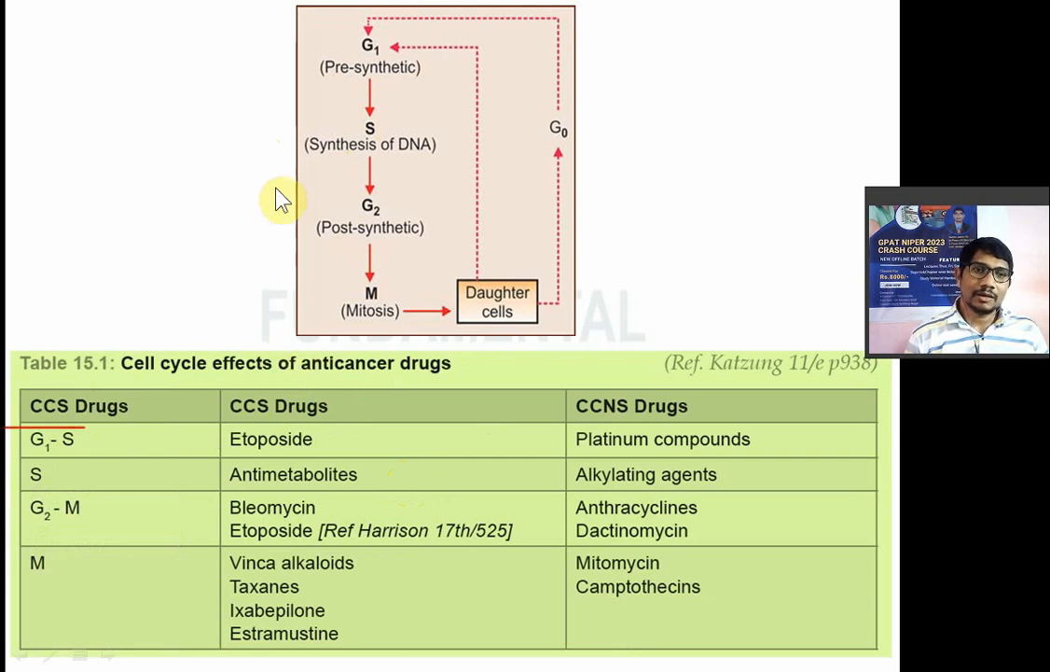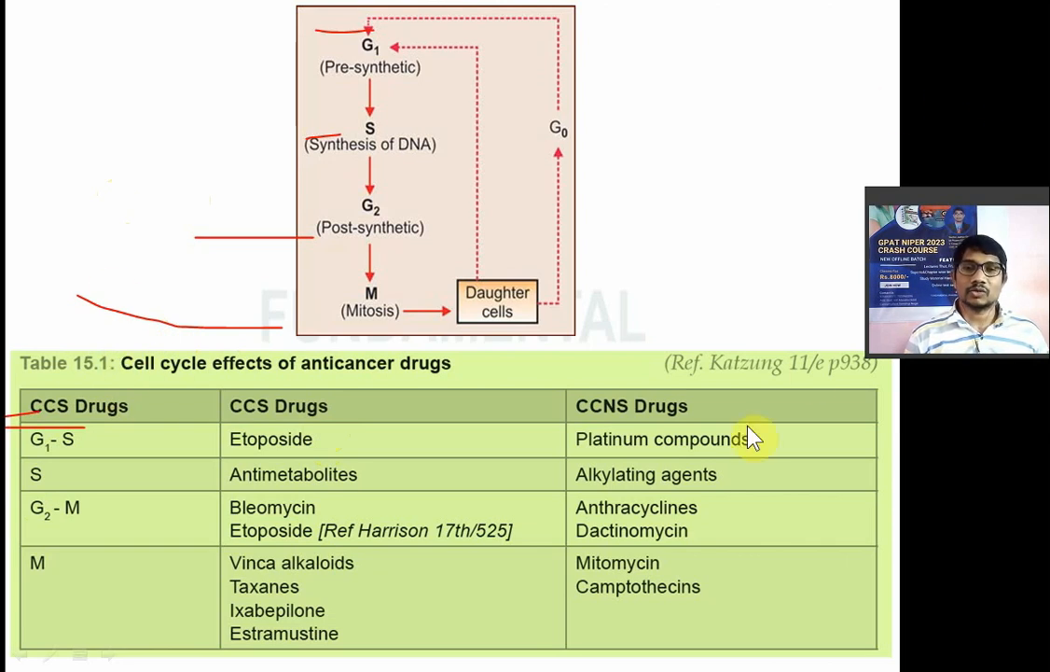Cell cycle specific drug means some drugs will affect this synthetic phase, some drugs will affect this pre-synthetic phase, some drugs will affect this post-synthetic phase, some drugs will affect the mitotic phase. So depending on that, if a drug is able to affect a particular phase of your cell cycle, they are known as cell cycle specific drugs. Now cell cycle specific drugs are only active in actively dividing cells. जहाँ पे रैपिड डिवीजन हो रहा है सेल्स का, वहाँ पे ये सेल साइकिल स्पेसिफिक ड्रग्स ज़्यादा एक्टिव होंगे, राइट?